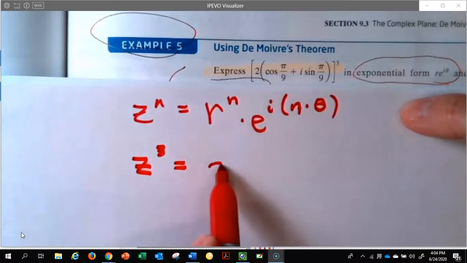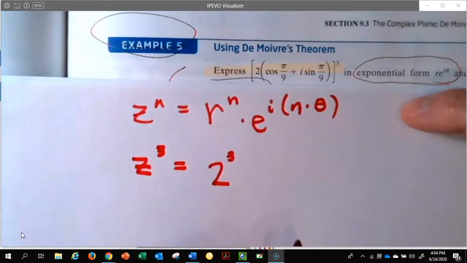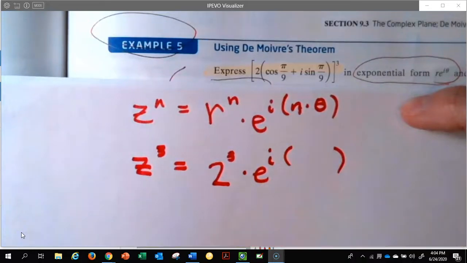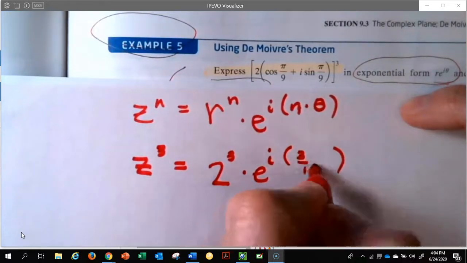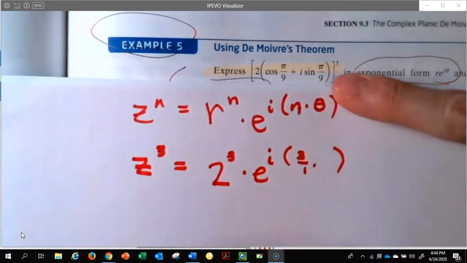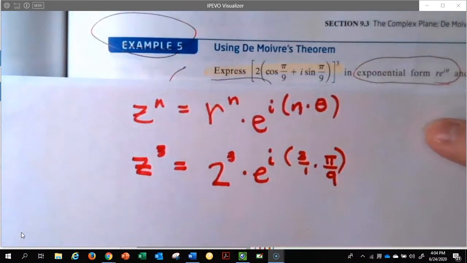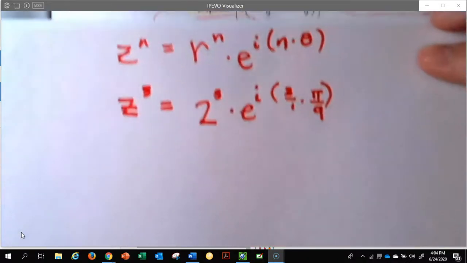I need to take my r and send it to the third power times e to the i, and then right here I need to do 3. I'm going to go ahead and write it 3 over 1 times my argument, my theta, and I get pi over 9. And now I just need to simplify, and that's it.